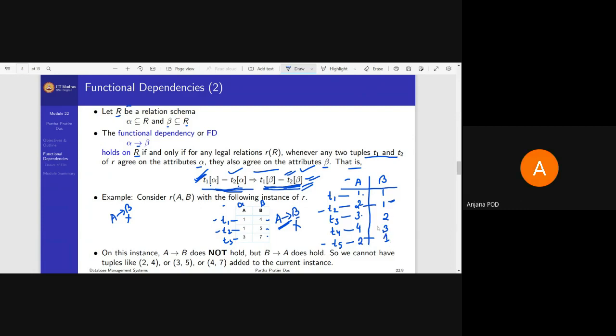Sorry, can you repeat? When you just now said that when all the values are unique, right, no pair is matching, then we are calling A determines B, right?